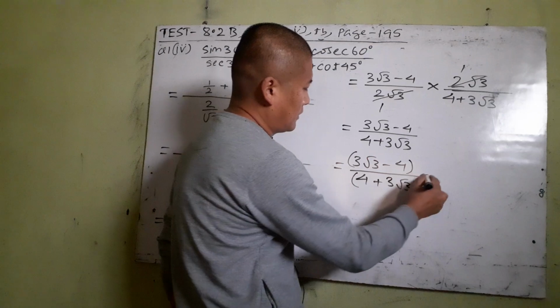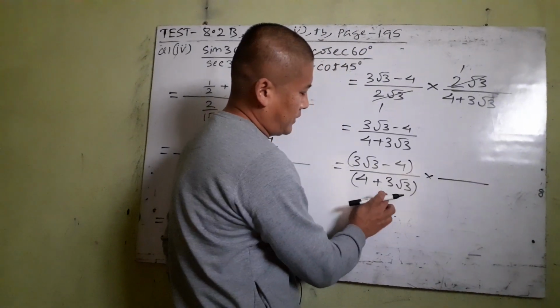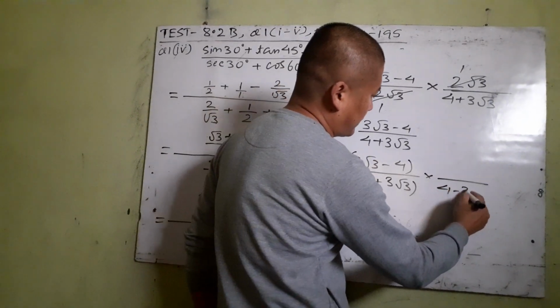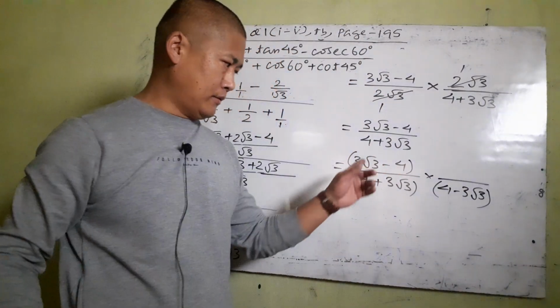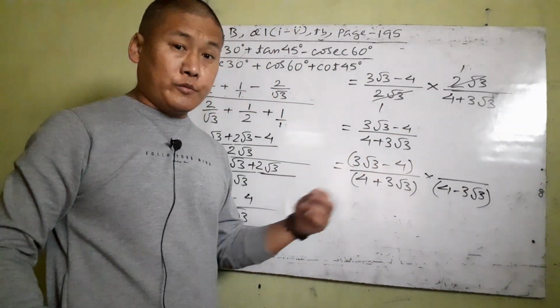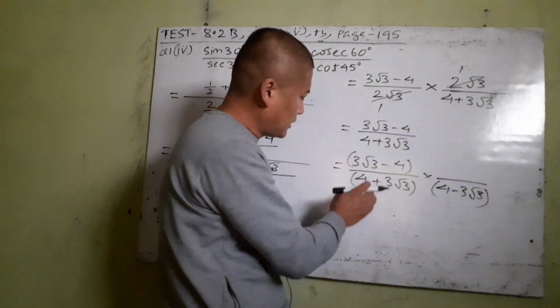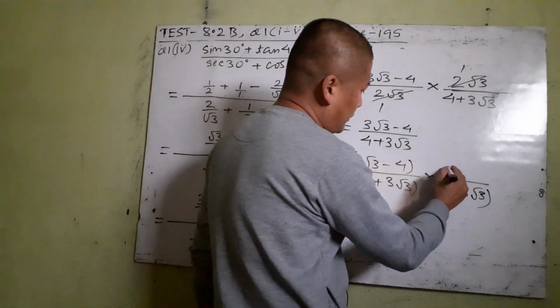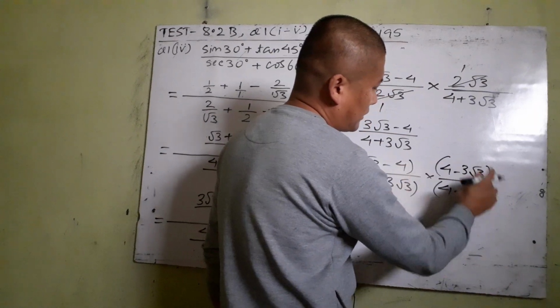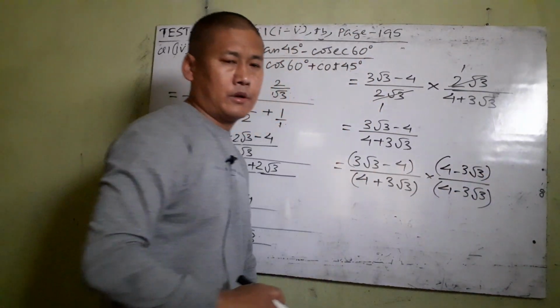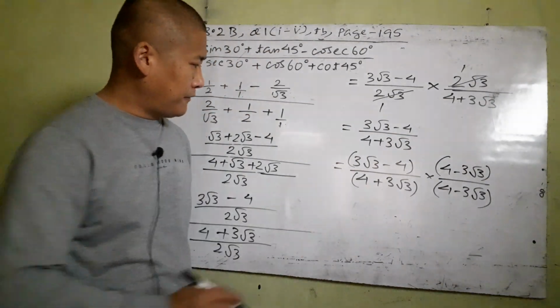Conjugate means this is 4 plus 3 root 3, so its conjugate is 4 minus 3 root 3. Similar to the way we did one numerical ago, right? So here, just before this, whatever we put here, 4 minus 3 root 3, so that on cancellation it's 1, so the equal sign is unaffected.